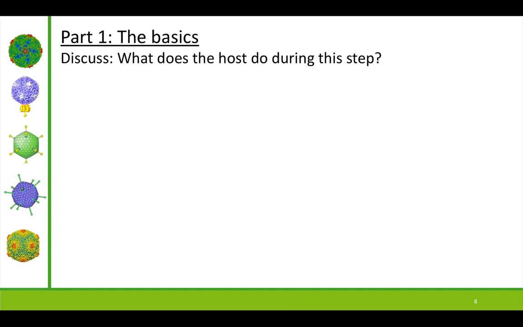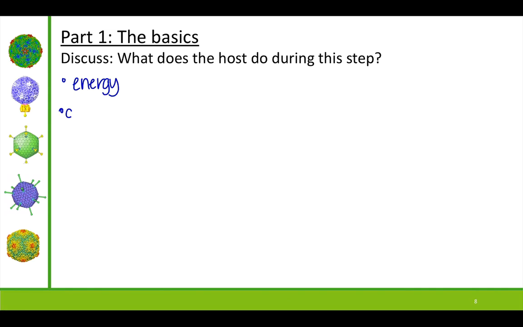So again, I hope that you've taken the time to jot down some ideas in your notes, and hopefully they match up to some of the things that I'm going to tell you. And that first thing is energy. So the host has to be providing energy during this step, and the reason for this has to go back to the idea of diffusion.